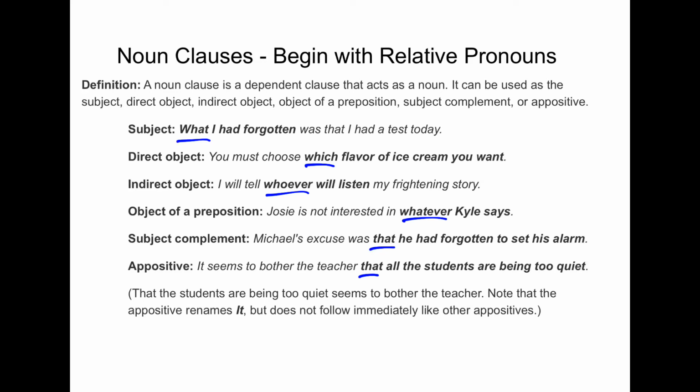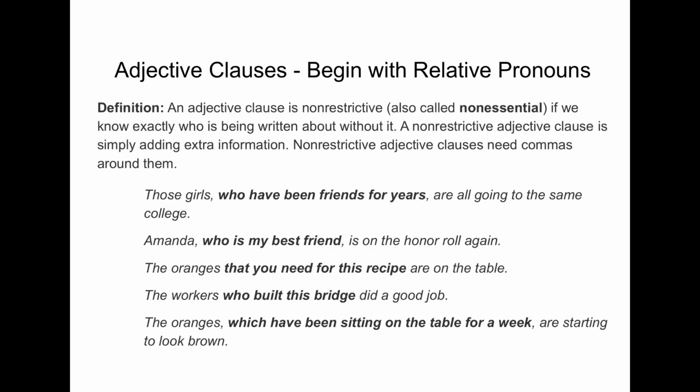Here, a noun clause is a dependent clause that acts as a noun, and it can be used in any of these roles that nouns are used in. The second special type of dependent clause is an adjective clause. And here we see the relative pronouns who, that, or which replace the noun in front of them.